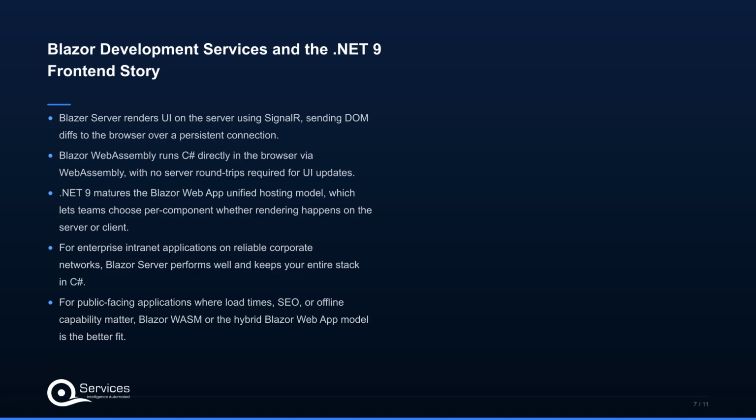.NET 9 matures the Blazor Web App Unified Hosting Model, which lets teams choose per component whether rendering happens on the server or client. For enterprise intranet applications on reliable corporate networks, Blazor Server performs well and keeps your entire stack in C#. For public-facing applications where load times, SEO, or offline capability matter, Blazor WASM or the hybrid Blazor web app model is the better fit. Your choice of Blazor development services ultimately depends on your user base and network topology.